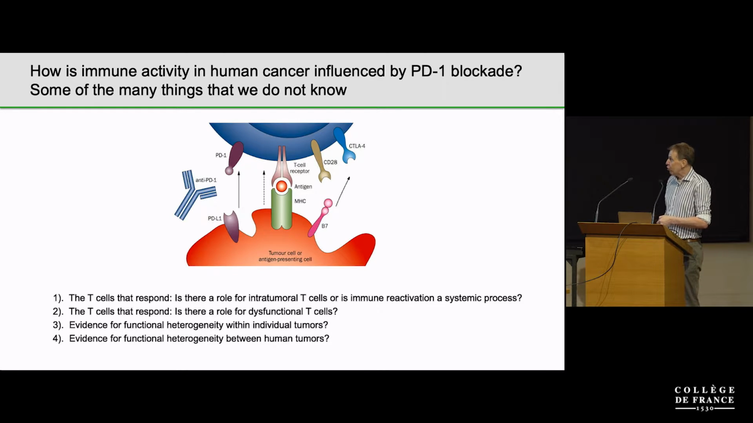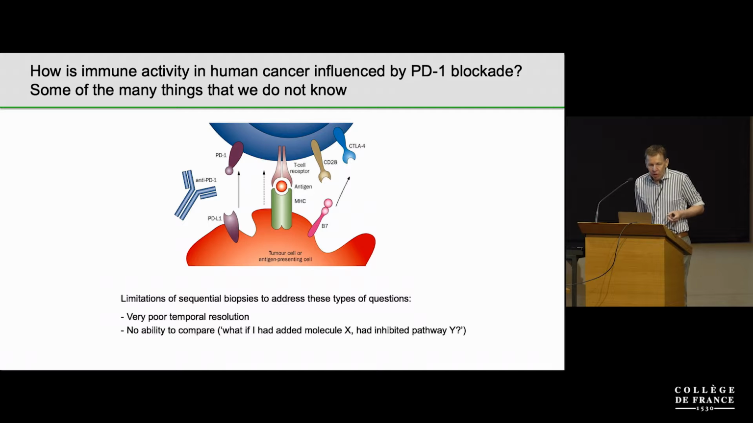Is there a role for intratumoral T cells, or is immune reactivation, when you administer a PD-1 blocking agent, restricted to the lymph node compartment? What is the state of the T cells that respond? Are these early progenitor cells that people are talking about, or is there actually a role for more dysfunctional or exhausted cells? Is there evidence for functional heterogeneity within individual tumors? Does immune reactivation occur throughout the tumor, or are there hotbeds of immune reactivation? And also, is there functional heterogeneity between human tumors? Do all human tumors respond in exactly the same way the moment you block this pathway?